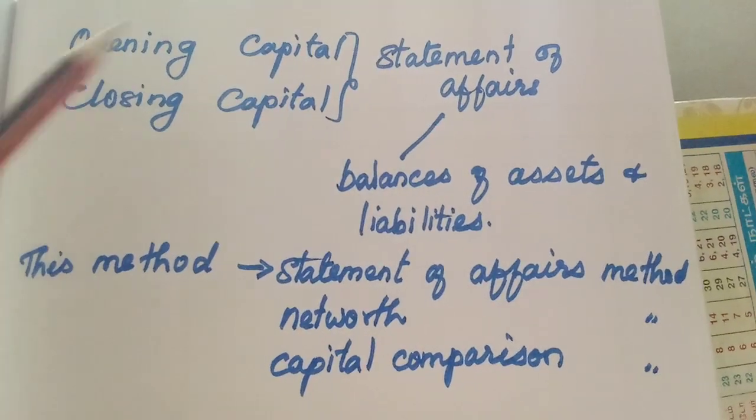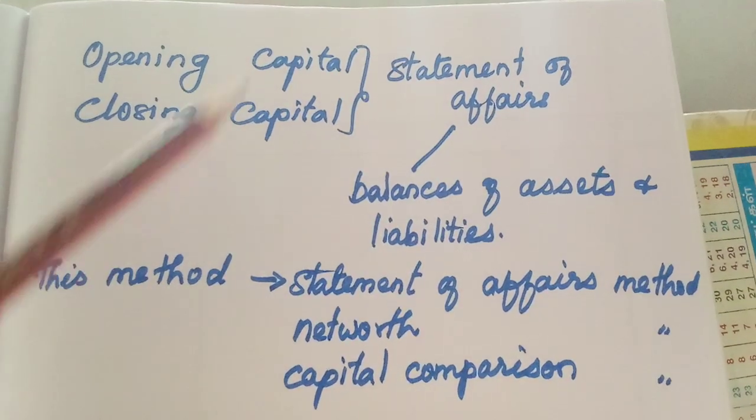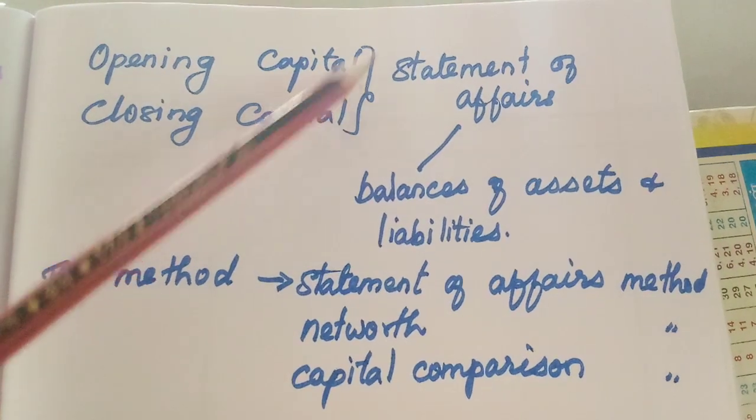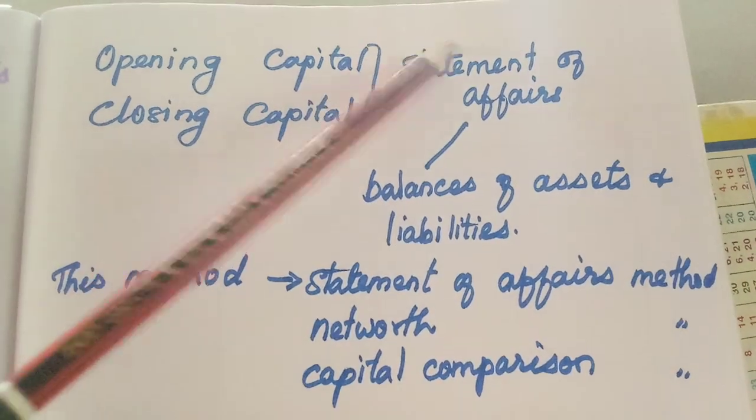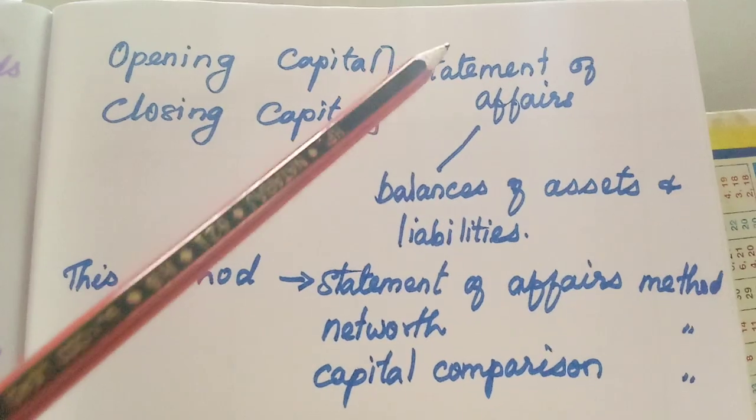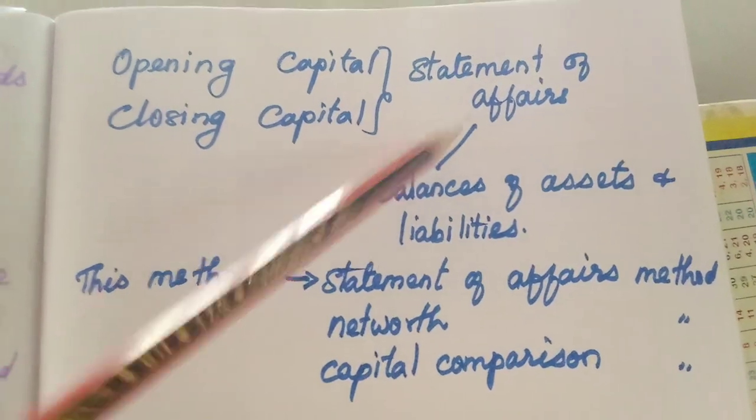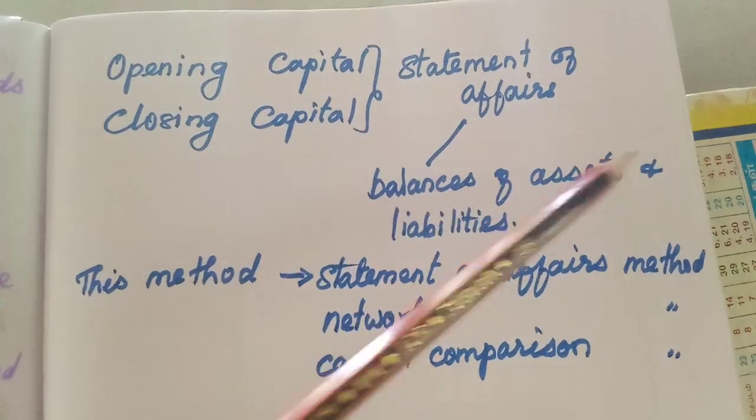Here you see opening capital or closing capital. These two we can calculate from the statement of affairs. What will that statement of affairs show? It will show the balances of assets and liabilities.